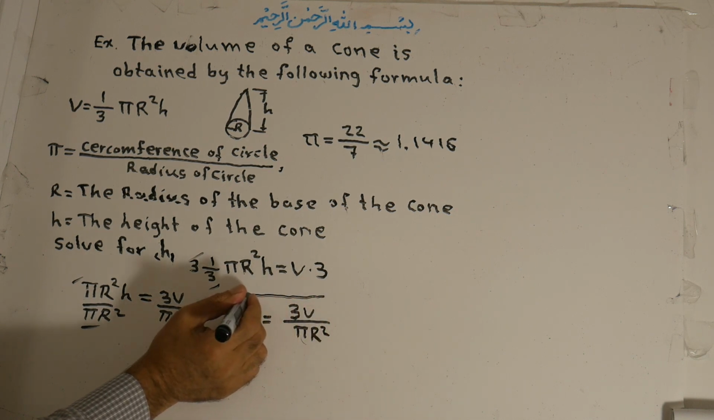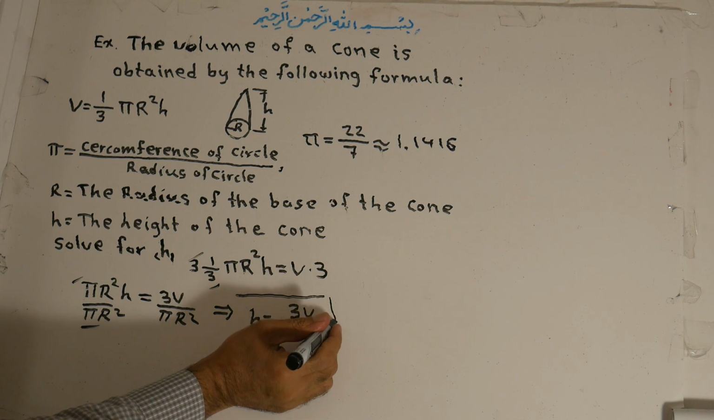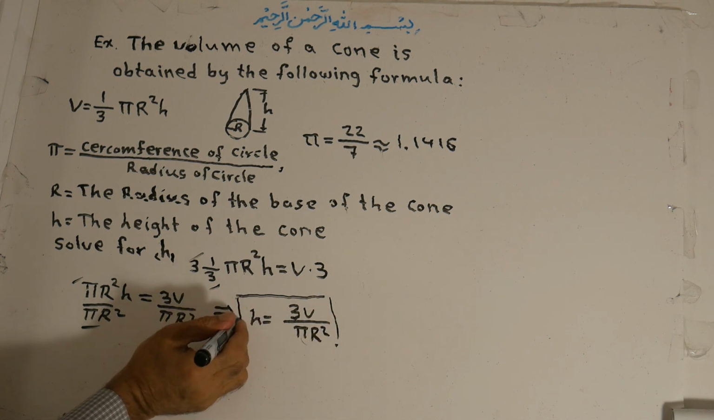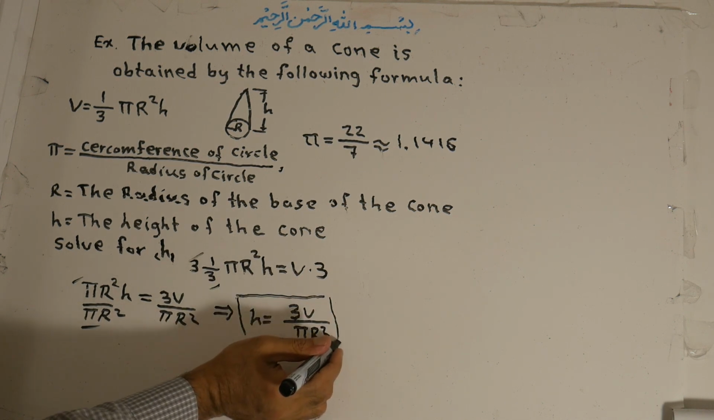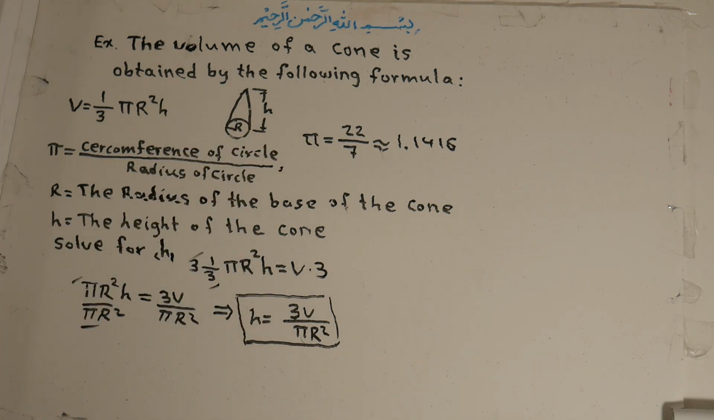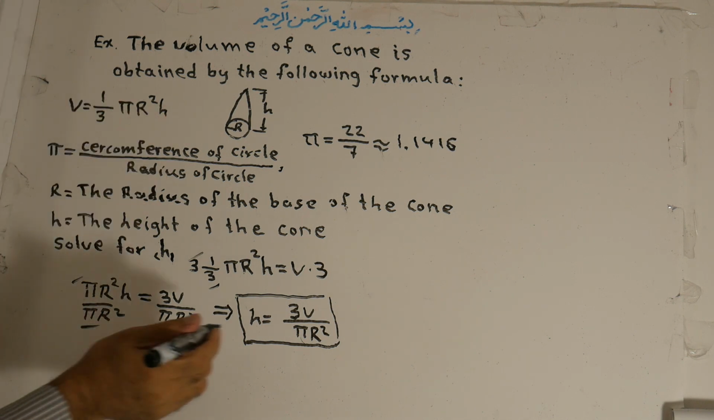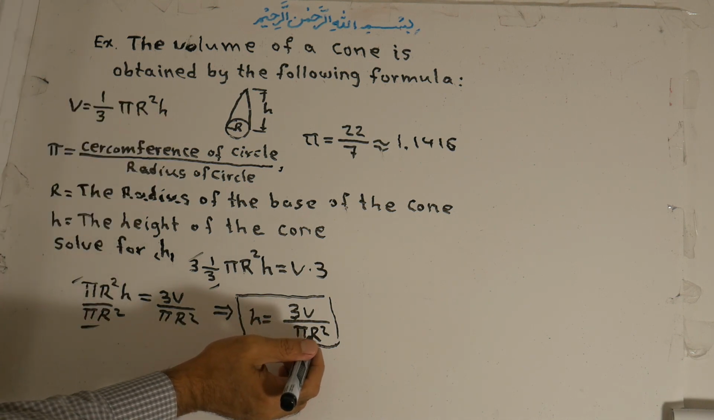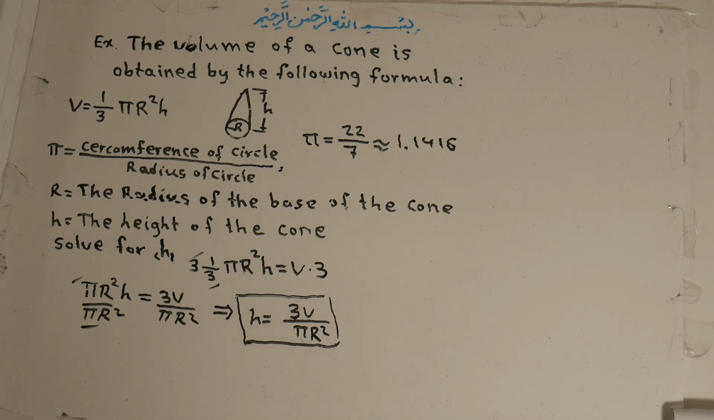It means that if you have V, or volume, and also the radius, we multiply 3 by volume and divide by pi, that is 22 over 7 or 3.1416, times r squared, meaning r times r. It gives us the height of the cone.